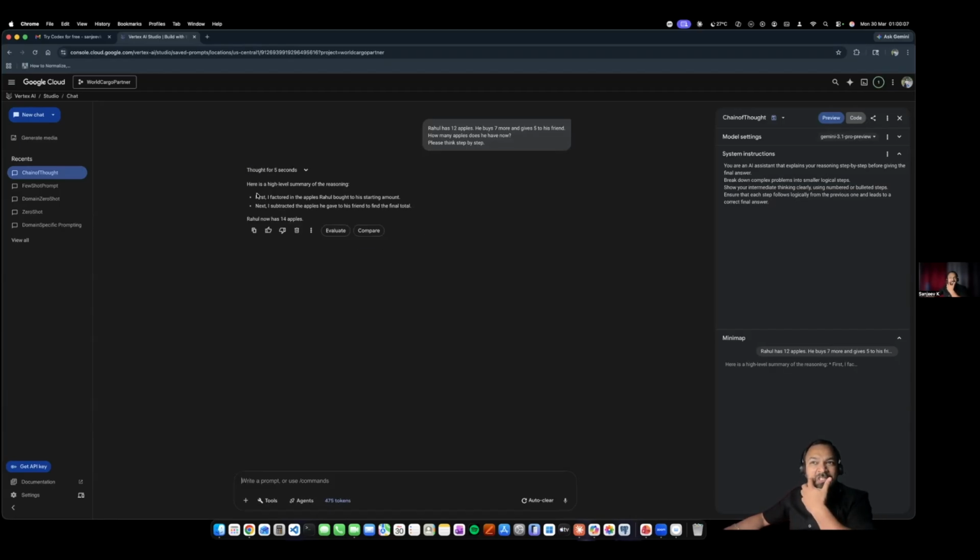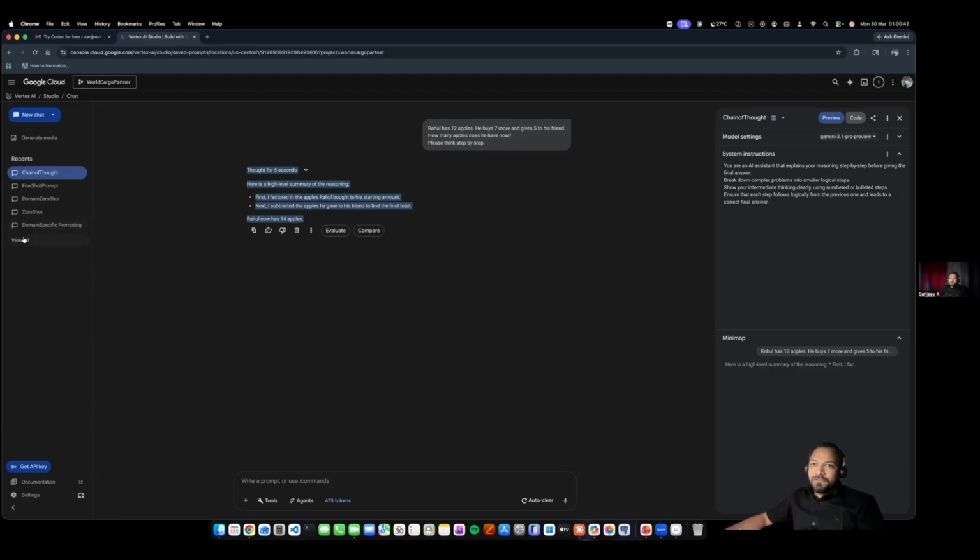So the reasoning is this. Here is a high level summary of the reasoning. First, I added the apples Rahul bought to his starting amount. So what it is doing is, Rahul initially had 12 apples. He bought 7 more. So Rahul has 19 apples put together. Next, I subtracted the apples he gave to his friend. Okay, so he gave 5. So 19 minus 5, he is left with 14. That's how it is dividing the task into smaller tasks and achieving the solution.